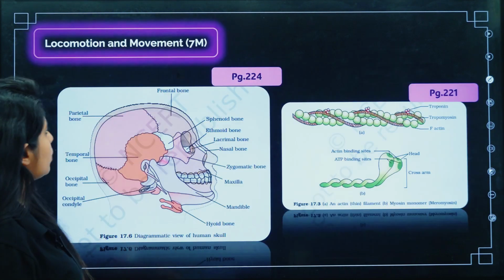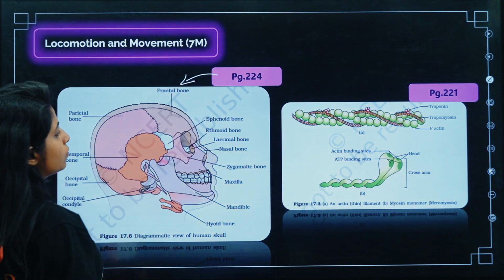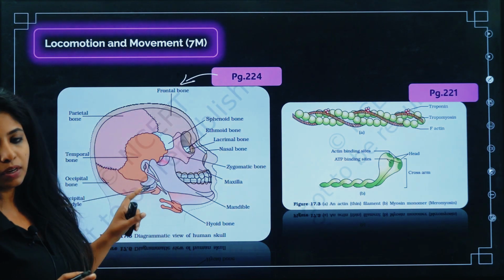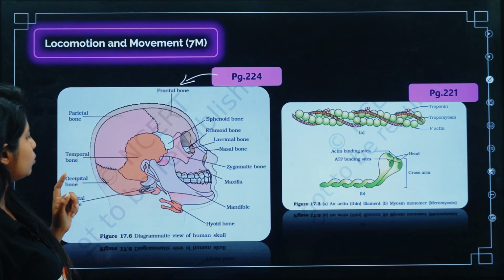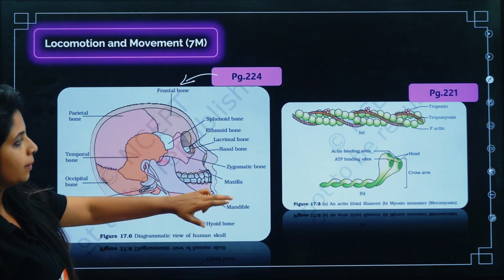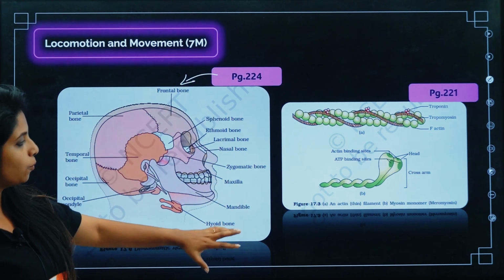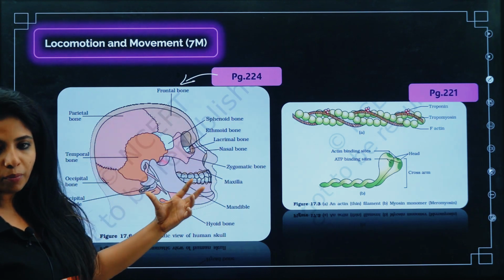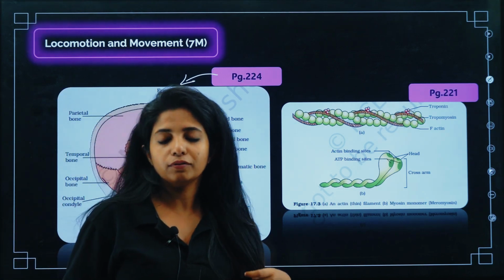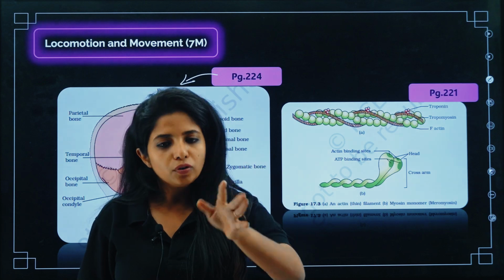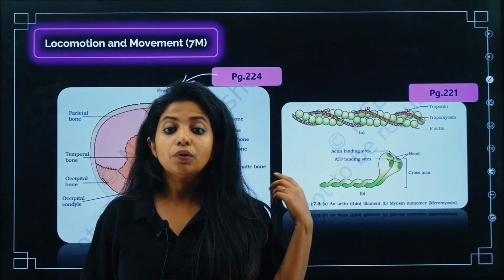Next one, locomotion and movement, page number 224. You would be asked to draw the human skull. You should know the frontal bone, parietal bone, temporal bone, occipital bone, all the things. Lacrimal bone, nasal bone, zygomatic, maxilla, mandible, sphenoid, everything, hyoid bone. What function is performed by them, where is it located. In that way, or you can go to YouTube, or just go to ChatGPT and ask it to make a code for remembering the human skull, and it will give you a code.